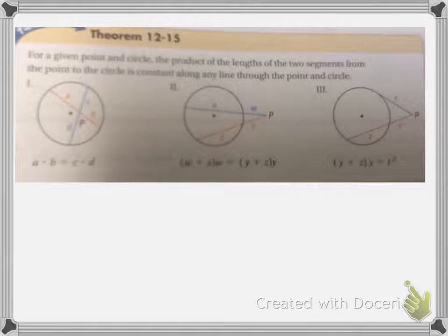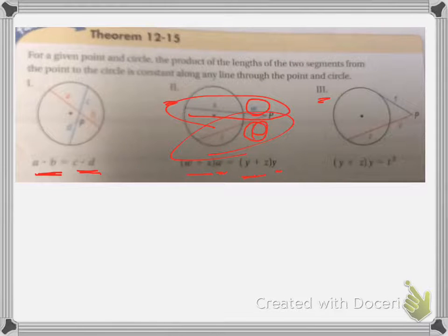When you have two chords, it's A times B equals C times D. So each part of the segment multiplied by each other equals the other part of the segments multiplied together. Pretty simple. When you come to 2 and 3, it gets a little bit harder. You want to take what's outside, so that's W, and multiply it by the whole length, which is W plus X, equals what's outside times the whole, which is W plus Z.